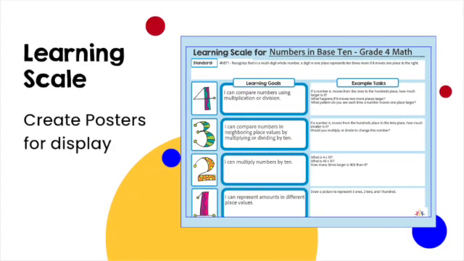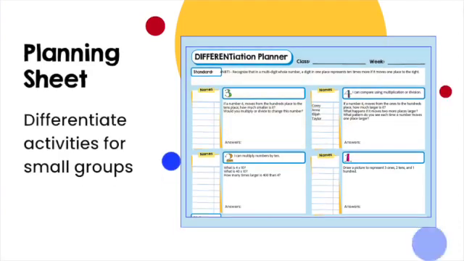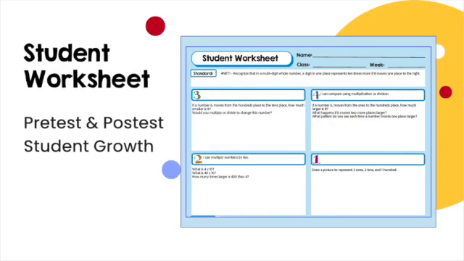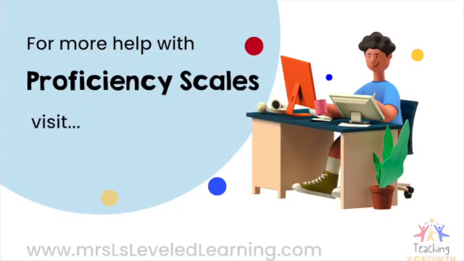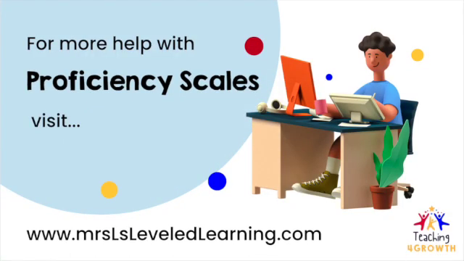The first template I'd like to show you is for displaying your scale to share with your students. The second page in the template is a planning sheet for your small groups. The third page is a student worksheet. The learning goals for each level of your scale are stated in 4 sections.